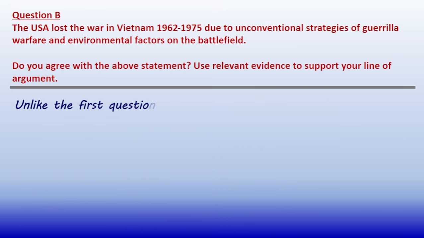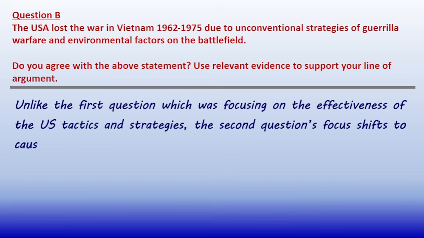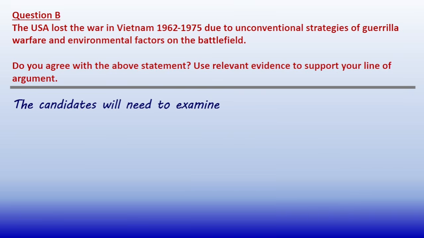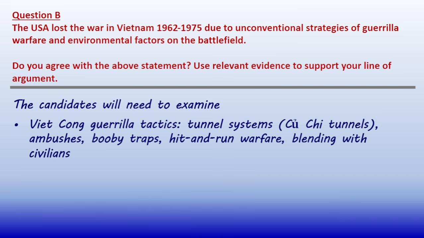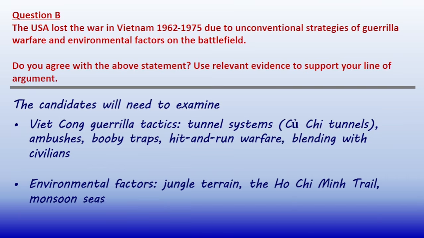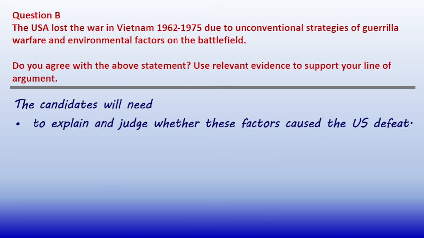Unlike the first question, which was focusing on the effectiveness of the US tactics and strategies, the second question's focus shifts to causes. The candidates will need to examine Viet Cong guerrilla tactics, that is the use of the Cu Chi tunnels, ambushes, booby traps, hit-and-run warfare, blending with civilians. Environmental factors will include the jungle terrain, the Ho Chi Minh Trail, monsoon seasons, the unfamiliarity of American troops with the landscape. Candidates will then need to explain and judge whether these factors caused the US defeat.